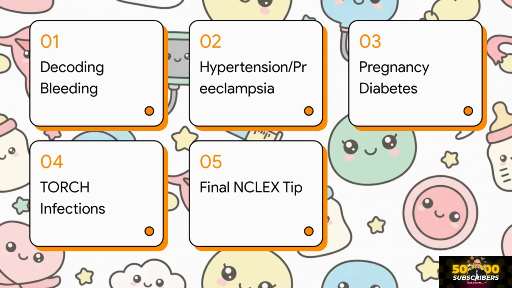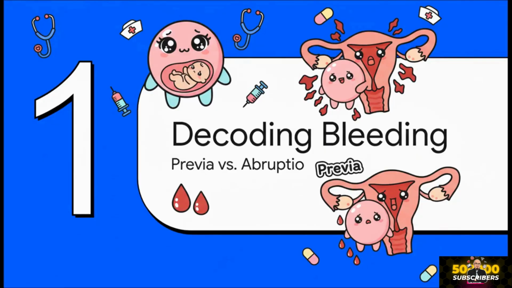So here's our game plan for today. First, we're going to decode those bleeding disorders. Then, we'll jump into hypertension and preeclampsia. After that, we'll tackle diabetes during pregnancy and then navigate the TORCH infections. And you'll definitely want to stick around to the end because I'm going to leave you with one final tip that might just change how you look at every single question on the NCLEX. Let's kick things off with our first topic, and trust me, it's a big one.